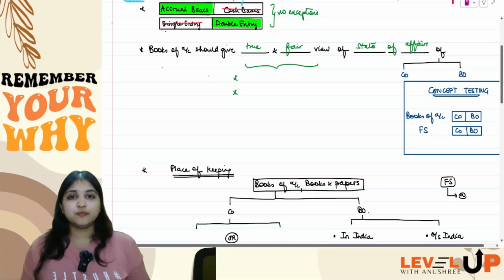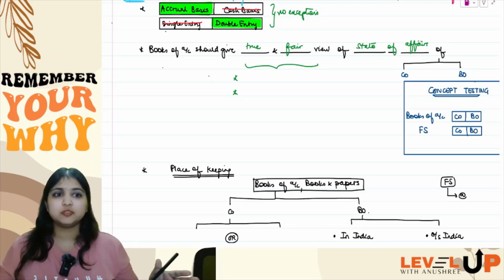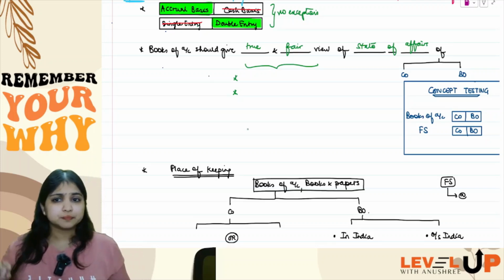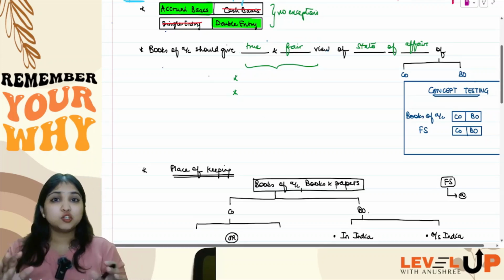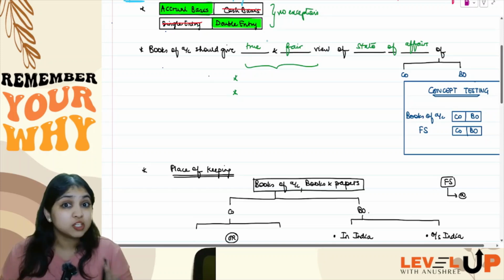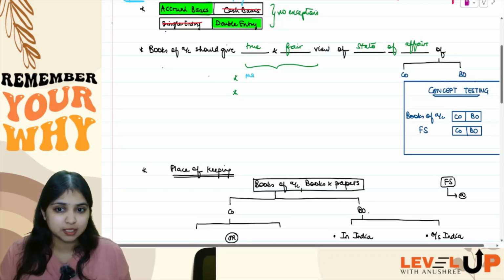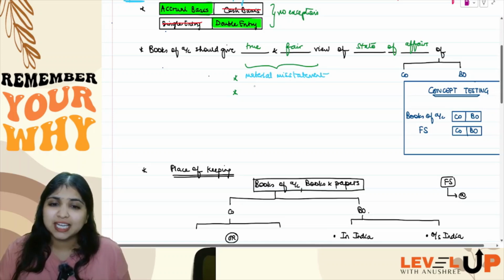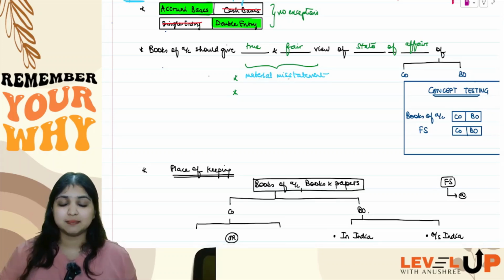There are a lot of points in this one single sentence. Let's do a clear postmortem of the sentence and learn it part by part. Point number 1. Books of accounts should give a true and fair view. Now, what do you mean by true and fair view? True and fair view means two things. Number 1, the books of accounts should be free from material misstatements. So point number 1, there should not be any material misstatement. Material indicates what? Significant. There should not be a significant misstatement.